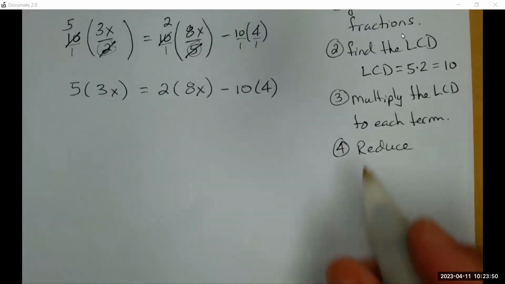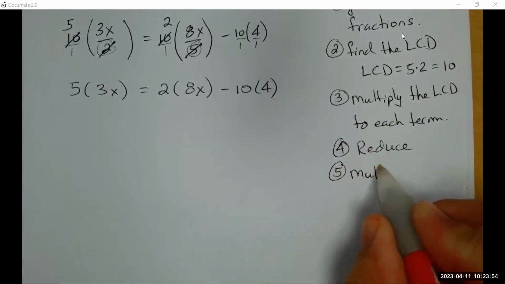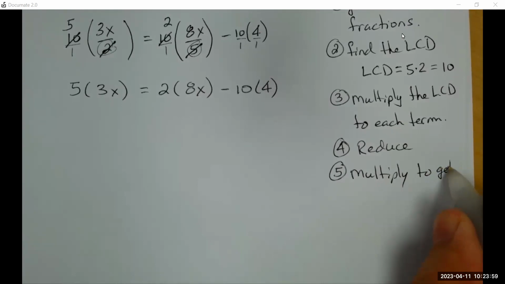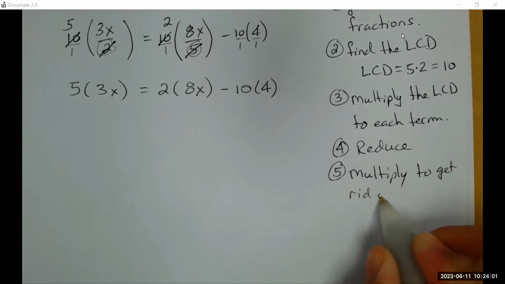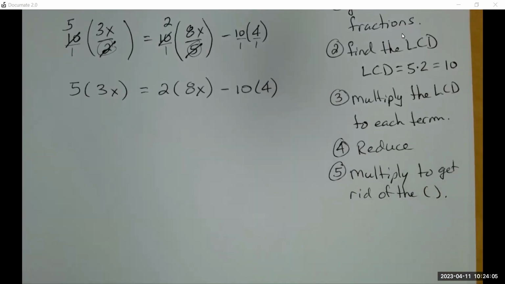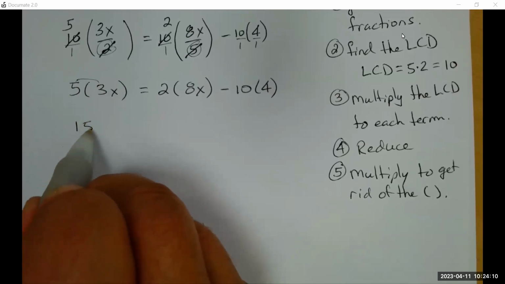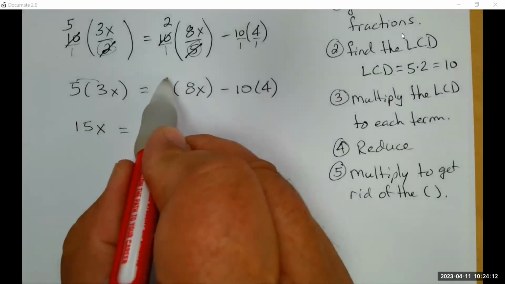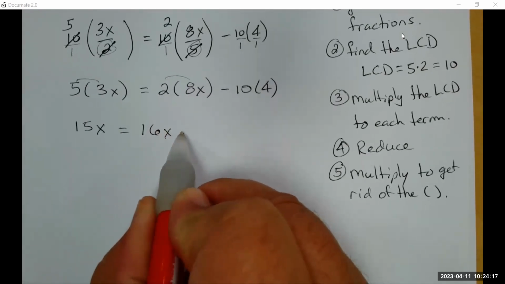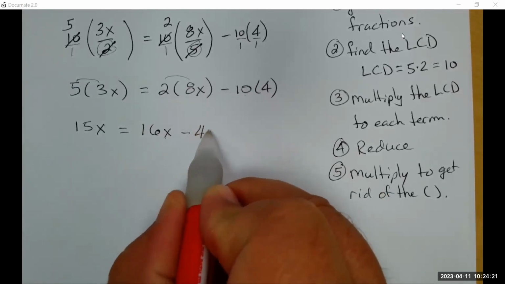Now we solve it like we've normally been solving it. Step 5. Multiply to get rid of the parentheses. Five times 3 is 15x. 2 times 8, 16x. Negative positive is a negative. 10 times 4 is 40.